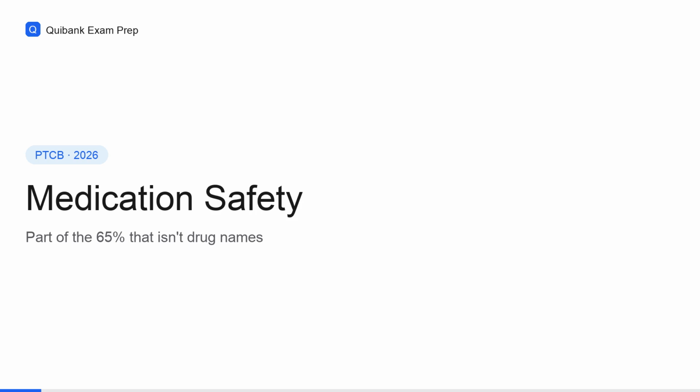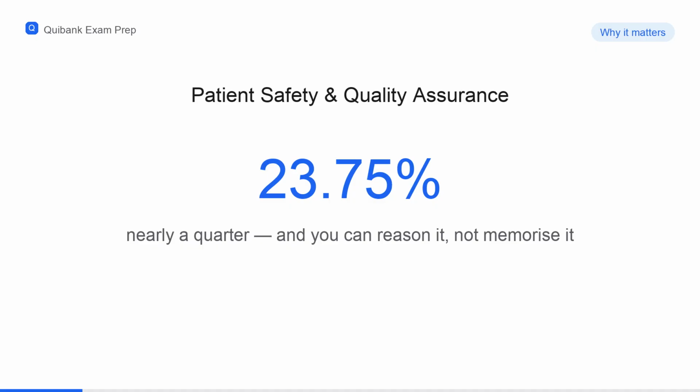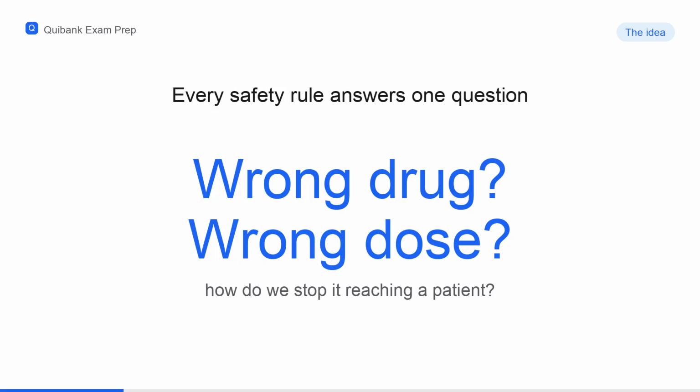Almost everyone studying for the PTCE pours their time into drug names, but medications are only 35% of that exam. This is one of the areas that actually holds the other 65. Patient safety and quality assurance is 23.75%. And unlike drug names, you do not have to memorize it item by item, because it is all built on a single idea. Here is that idea.